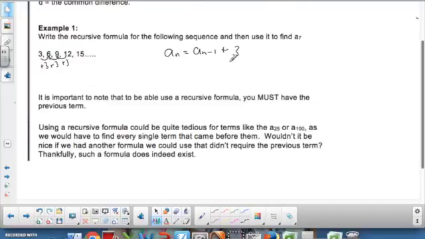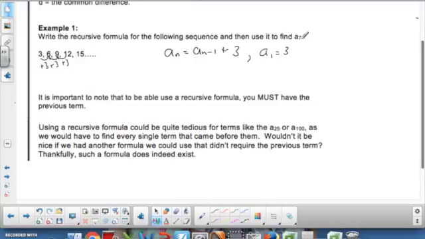Now, because in a recursive formula you have to know the previous term in order to find the next one, you'll also usually see it listed with an extra bit of information. They'll tell you this is the recursive formula, and also the first term is 3. Because if I'm going to use this formula, I have to have a starting point. I have to know that first term.